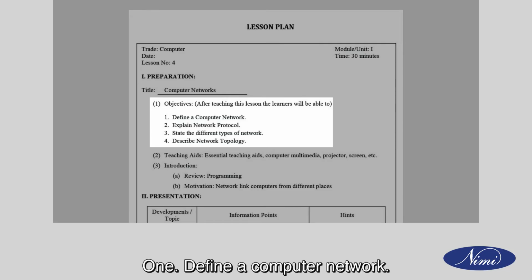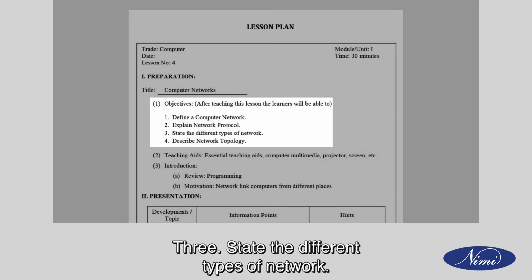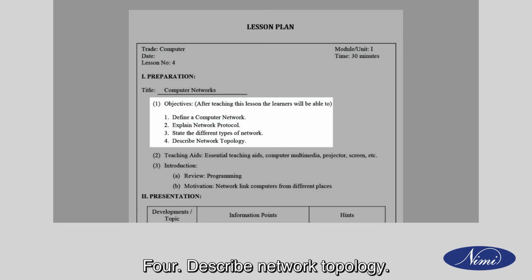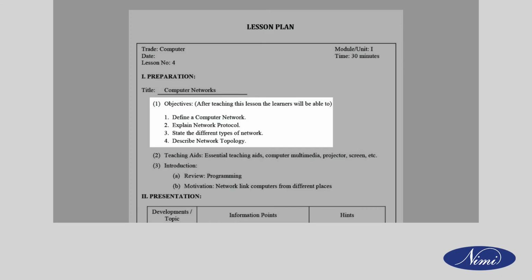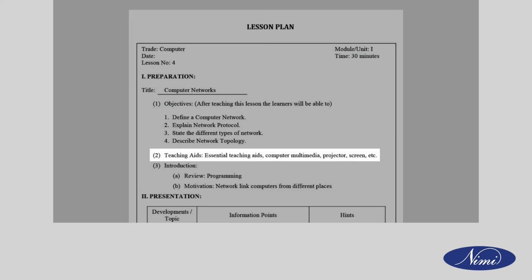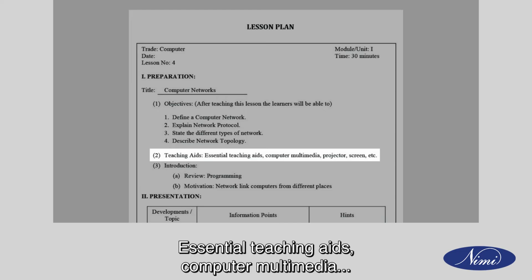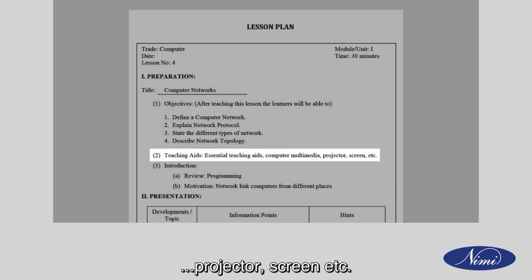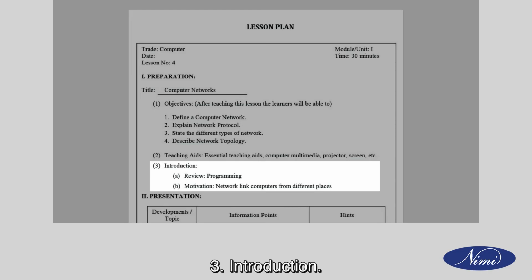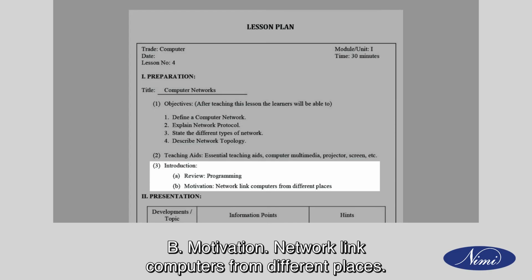1. Define a computer network. 2. Explain network protocol. 3. State the different types of network. 4. Describe network topology. 2. Teaching aids. Essential teaching aids: computer multimedia, projector, screen, etc. 3. Introduction. A. Review, programming. B. Motivation. Network link computers from different places.